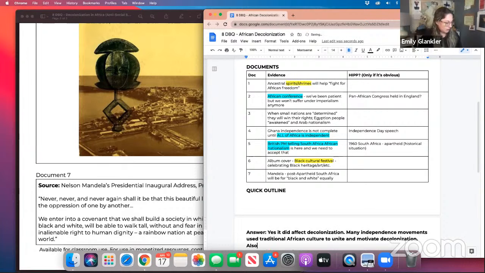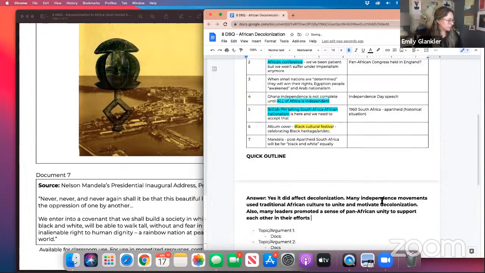And then also many leaders promoted a sense of Pan-African unity to support each other in their efforts to decolonize. So what I'm sort of getting at is, I'm talking about nationalism as it relates to national culture, and then also this bigger nationalism, like Black nationalism, African nationalism. Okay, I haven't really thought that hard about this. So this is my first draft of my thesis.